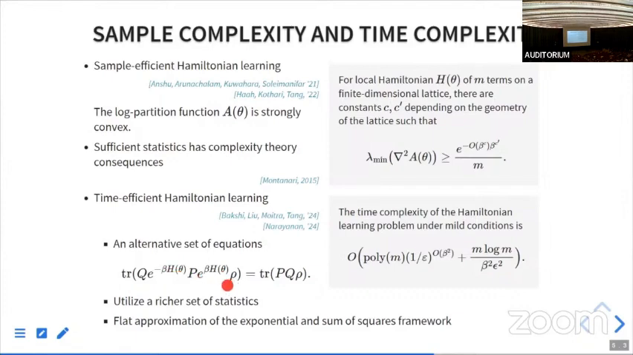It's a funny set of equations. The key thing is that you can now utilize a richer set of statistics. What they can show, with an improvement recently by Narayanan, is that the time complexity of the Hamiltonian learning problem is at most poly(m), where m is the number of terms or qubits, and 1/epsilon to the O of beta squared plus some extra terms. It's efficient in the sense that the dependence on the number of qubits is good, but there's an intrinsic hard part because we are focusing on the low temperature case. The high temperature case is easy. There's an extra term that is exponential in beta.